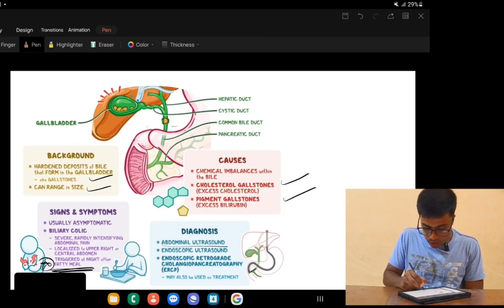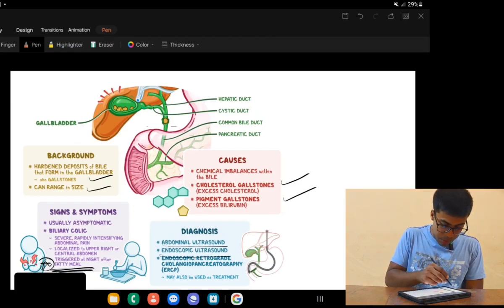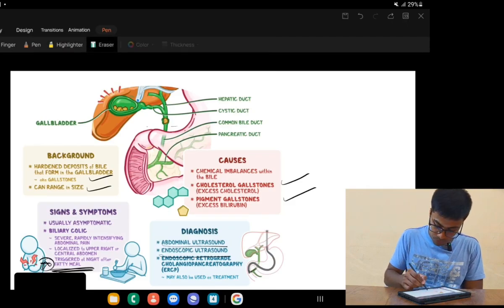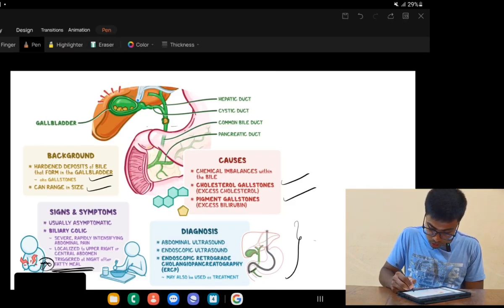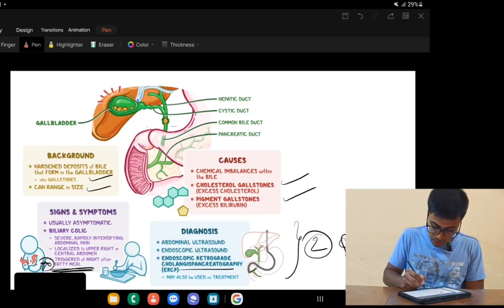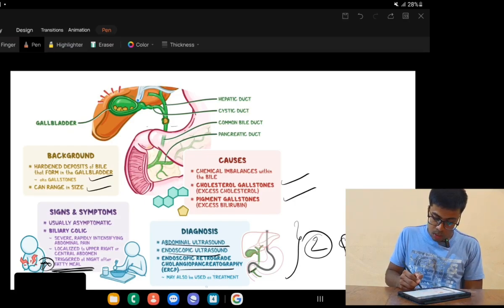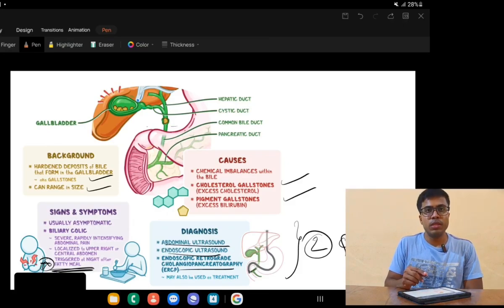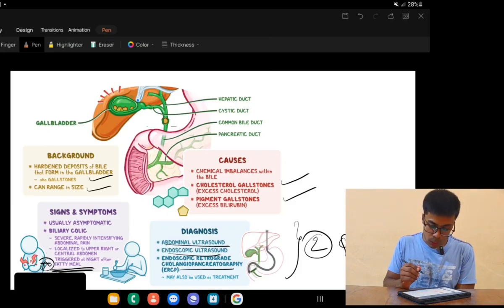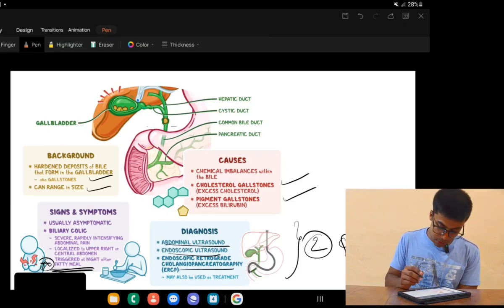abdominal ultrasound, endoscopic ultrasound, ERCP, as I have said earlier. For diagnosis, this is very important from these two questions. ERCP is a diagnosis we can do. Endoscopic ultrasound is the first investigation, then ERCP can be used as a treatment too. So let's move on to the next question now.